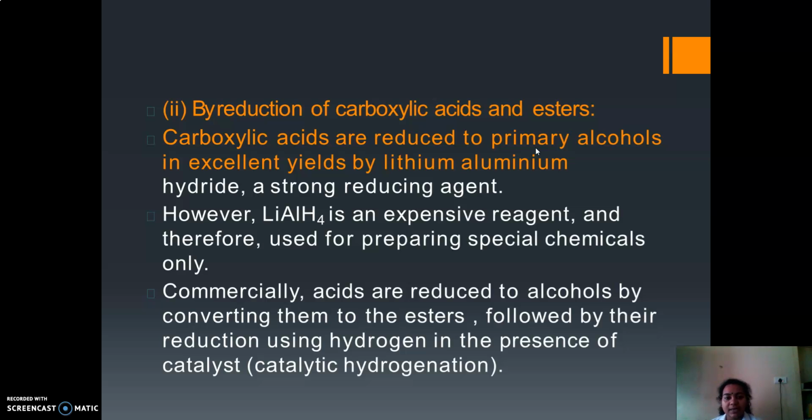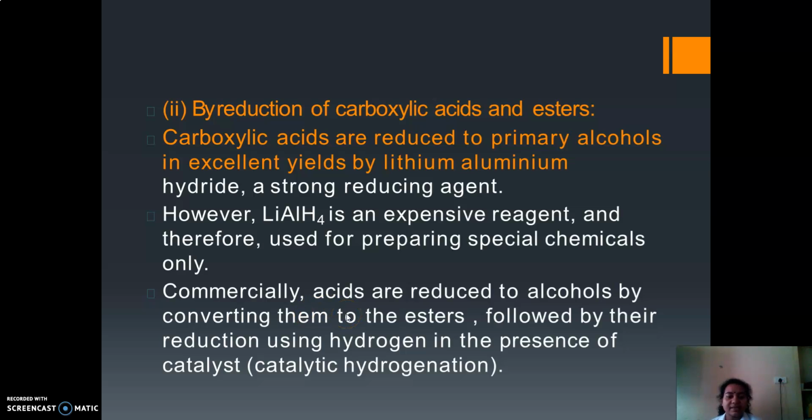If we take a carboxylic acid, this functional group is COOH. So if we reduce COOH, it will first form aldehyde, then form alcohol. The first step is it will form aldehyde, then only it will give alcohol. But in the presence of a strong reagent like lithium aluminum hydride, the strong reducing agent, what will happen is, in the first step itself it will yield alcohol, from carboxylic acid directly to alcohol.